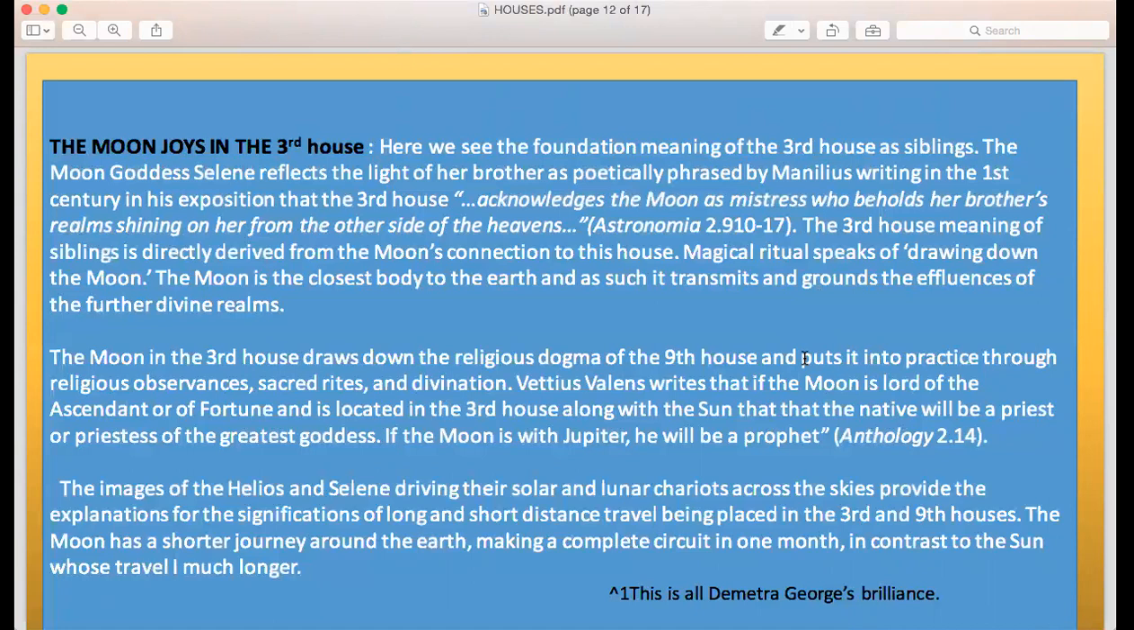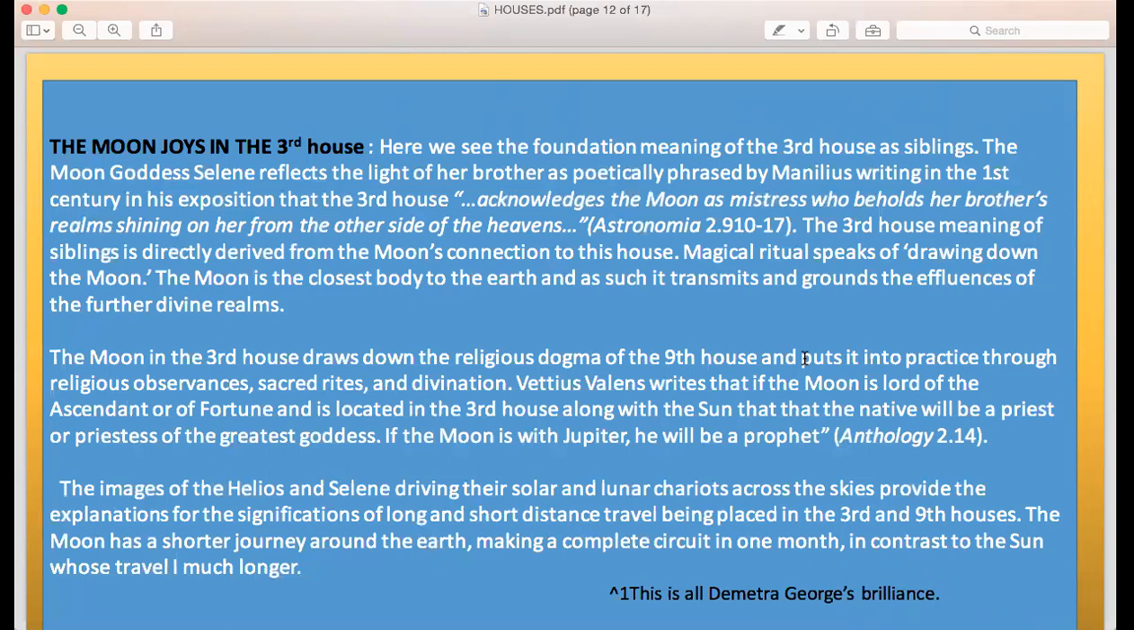Well, that's weird. You'd think it'd be fourth because the moon is mother and fourth is the mother. But here, we see the foundation. This is all Demetra George, by the way. Here we see the foundation meaning of the third house as siblings. The moon goddess Selene reflects the light of her brother, as poetically phrased by Manilius, writing in the 1st century in his exposition that the third house acknowledges the moon as mistress, who beholds her brother's realm shining on her from the other side of the heavens.